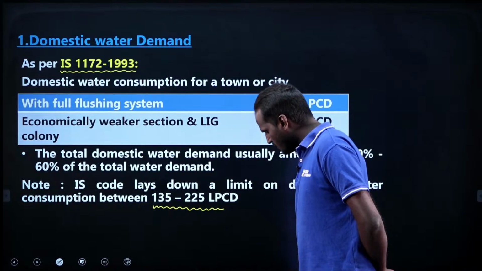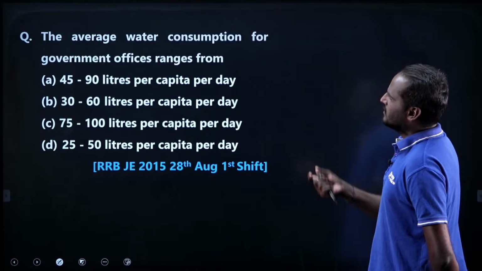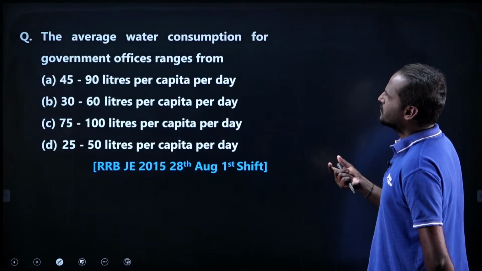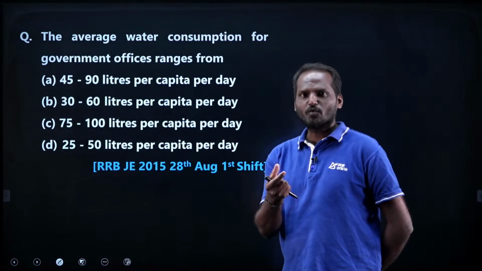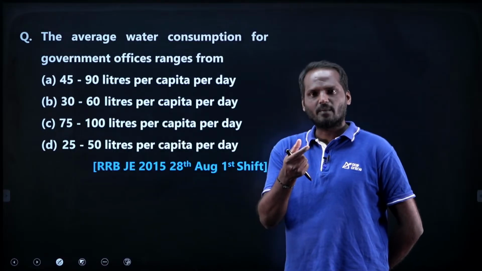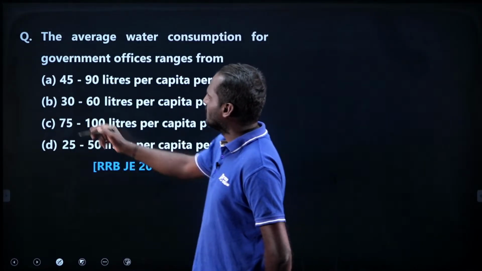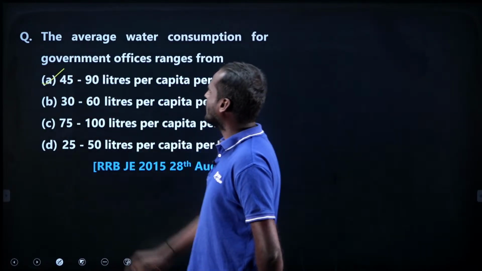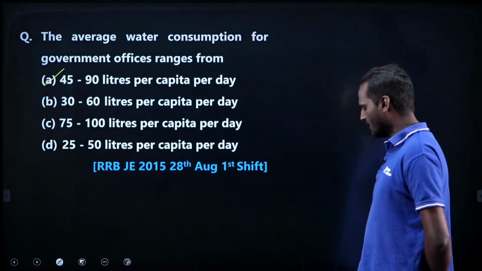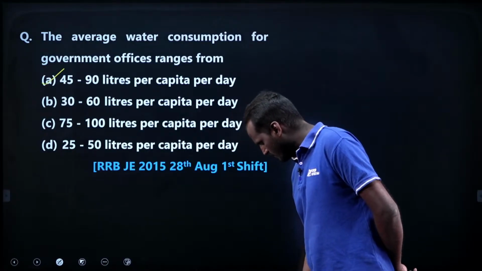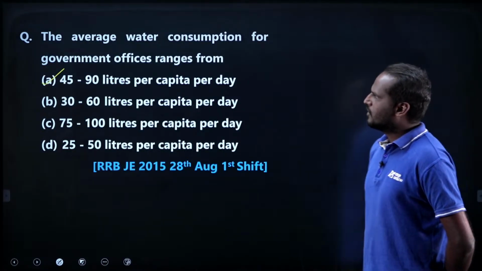Okay, the next question is, the average water consumption for government offices ranges from, look at this, what is this? Government offices, institutional and commercial water demand. What is the average water consumption for government offices? It is 45 to 90 liters per capita per day. I think somebody is answering, right? Okay, Yakesh, good.